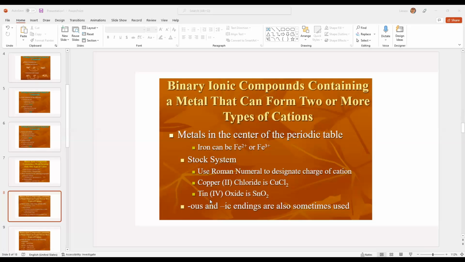In the old nomenclature, usually they use "ous" in the ending for the plus 2 and "ic" in the ending for the plus 4. Then it could be tin 4, or stannic, or tin 2, or stannous.